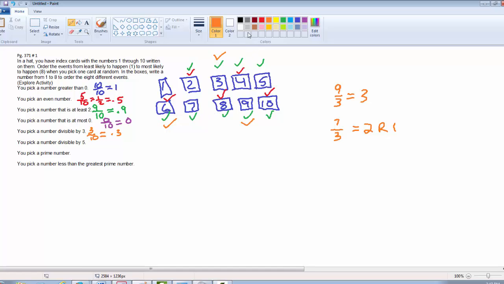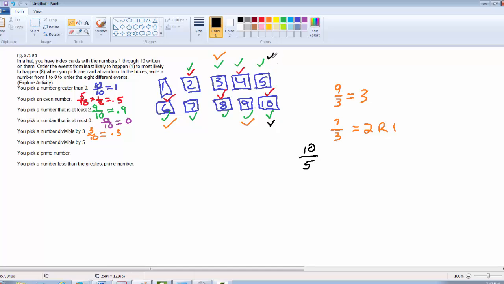Okay, our next one that we're going to take a look at is you pick a number divisible by 5. That means you can divide it by 5, like 10 you can divide by 5. So I just mentioned 10, so 10 works. If I go through each of the numbers, 1 you can't divide by 5, 2 you can't, 3 you cannot, 4 you cannot, but 5 you can because 5 divided by 5 will get you 1. 6 you cannot, 7 you cannot, 8 you cannot, 9 you cannot, and then we already mentioned that 10 works.